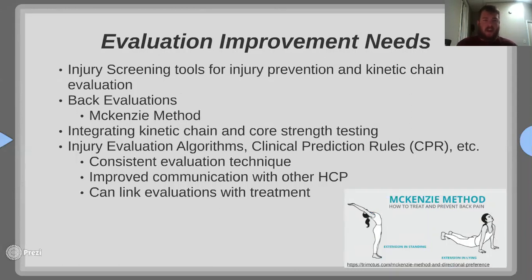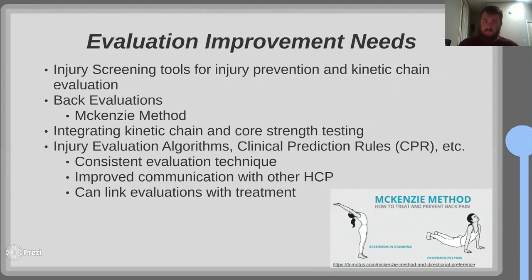I also really think that incorporating injury evaluation algorithms, clinical prediction rules, things like that, will help to make my evaluations consistent. It'll help to improve communication with other healthcare providers, and can link evaluations with treatments. I can really see the difference between what treatments work compared to what the results are from the algorithm.